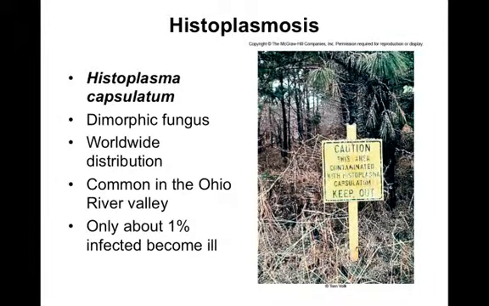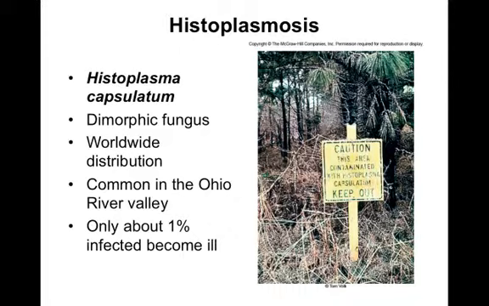Histoplasmosis, so Histoplasma capsulatum, is a dimorphic fungus, meaning that at room temperature it's a mold, and at 37 degrees, or body temperature, it becomes a yeast, or single-celled fungus. It has worldwide distribution, but it's very common in the Ohio River Valley, so it is pretty common in Ohio. But only about 1% of the people who come into contact with it become infected.